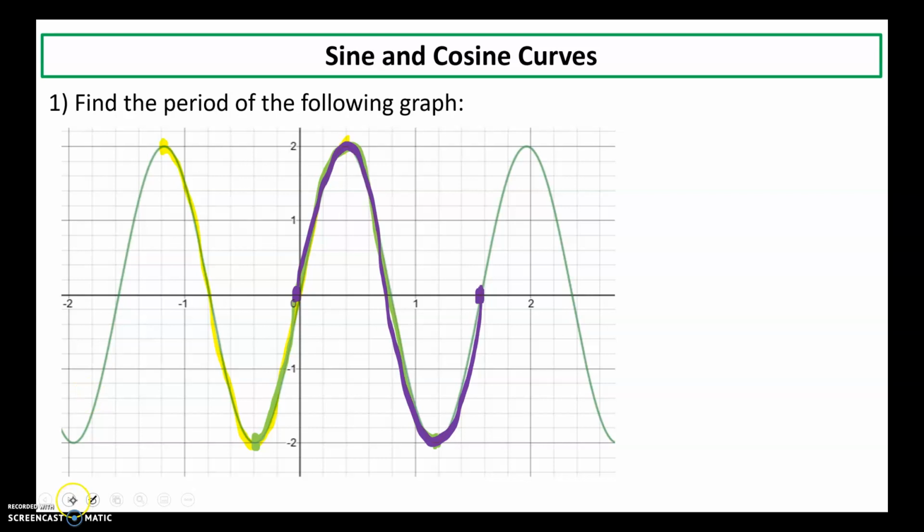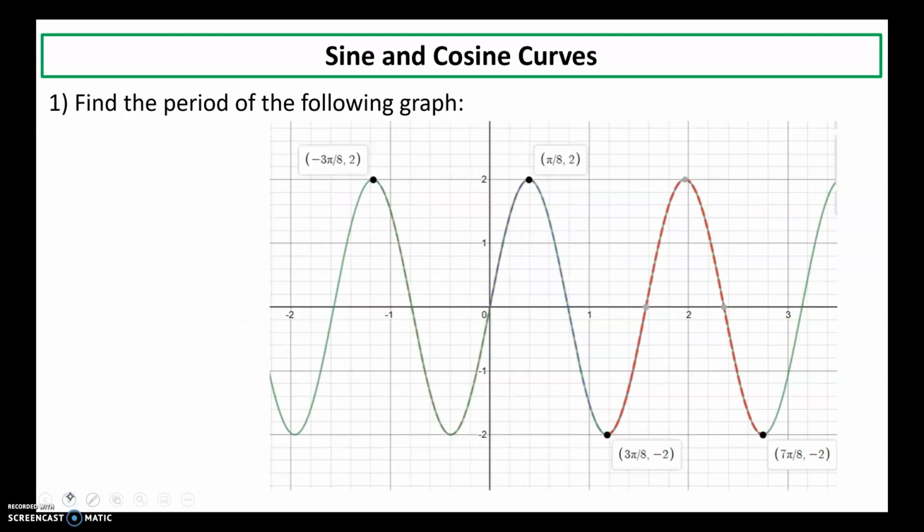And then on the next slide, I'm going to highlight. So here's the graph again, and I highlighted those areas. So if I go from maximum to maximum, then to determine the period, really, we're just finding the difference between those values. So period is always going to be positive. So I could do from one x value minus the other. Okay, -3 pi over 8 to pi over 8.